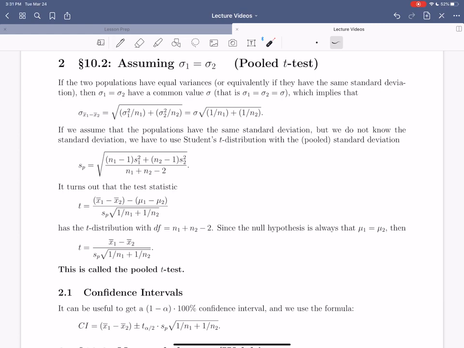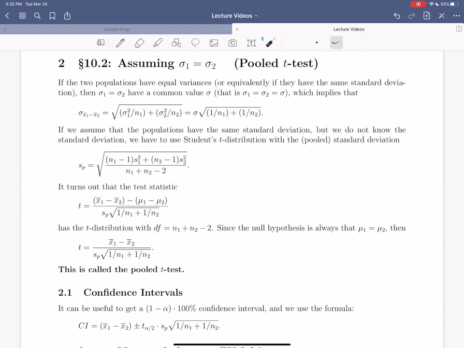The problem with that is that if you don't know the standard deviation, you have to use the sample standard deviations. Before, we could just put in s for our sample standard deviation, but now we need to be a little more careful because we have two sample standard deviations to use. So we have to use what's called a pooled standard deviation. This is a way of combining the two standard deviations into a single number.